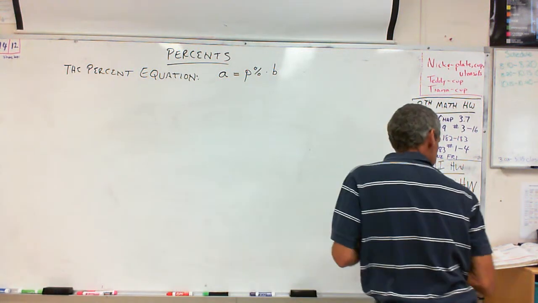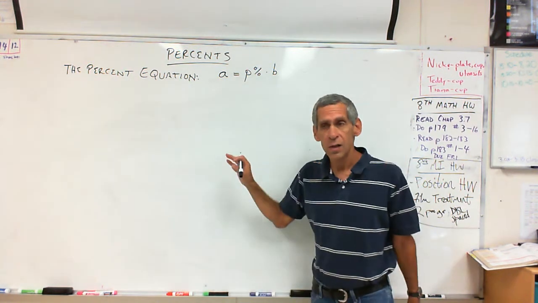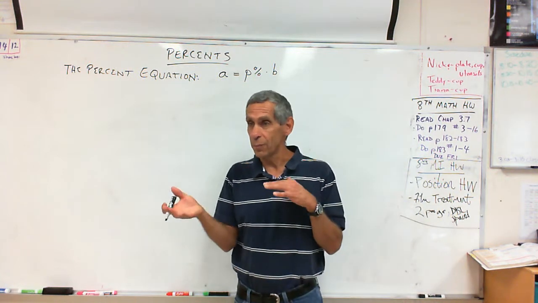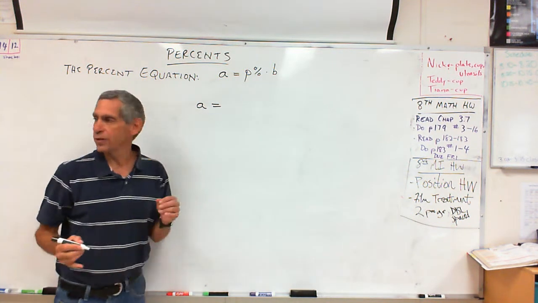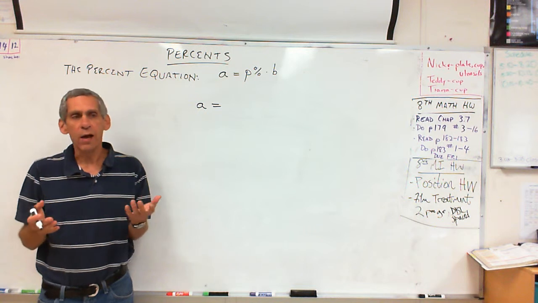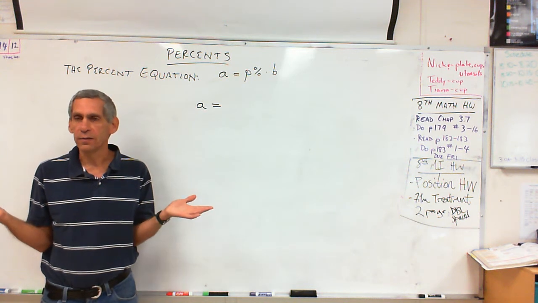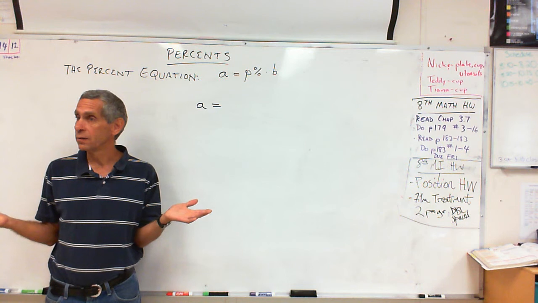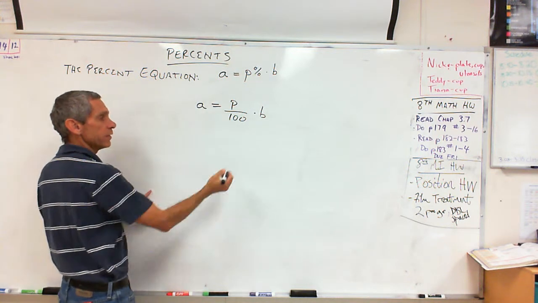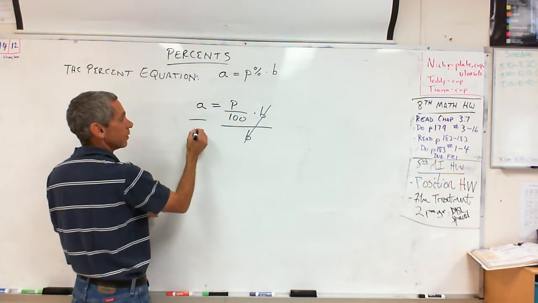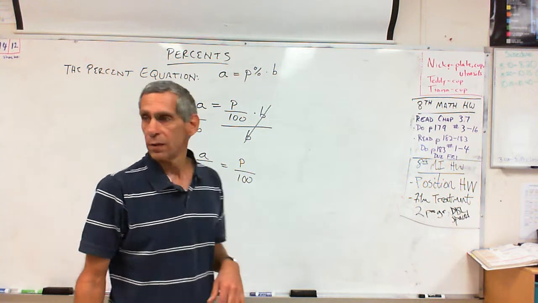Let's try another one. The thing the book does is it jumps things. It's like one of those drawing books where it just colors in a whole new section and you wonder, how did you get that? So let's talk about the way they created that proportion problem. Think about it. If we have A equals, what is P percent? How would you write 40% as a fraction? 40 over 100. So what is P percent? P over 100. So really, it's P over 100 times B, right? Now, let's say I divide both sides by B to get rid of the B. Look at that. I have A over B is equal to P over 100. That's how they got that equation.